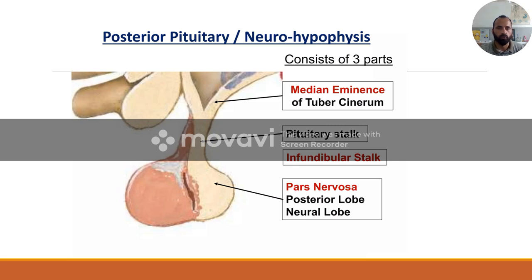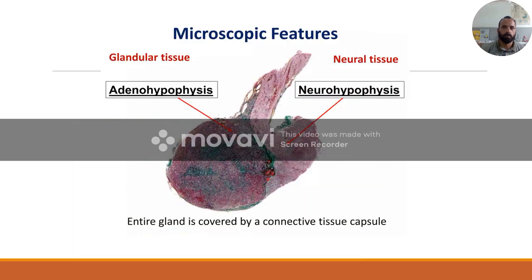Then the posterior pituitary also has three parts. One is called the median eminence, that is almost at the level of pars tuberalis. Then you have the pituitary stalk, what you call the infundibular stalk, and the main part, what you call pars nervosa. So this is the microscopic view.